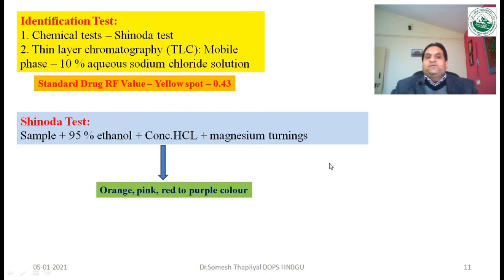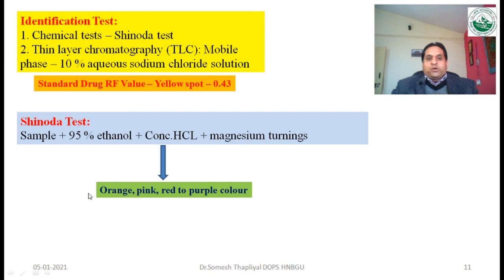And with the help of thin layer chromatography we can also confirm the presence of rutin, in which we take the mobile phase 10% aqueous sodium chloride solution, and we take standard rutin and compare with the standard drug. The Rf value of standard rutin is 0.43, and if you perform the TLC of the drug, yellow spots appear. So with the help of this TLC you can also confirm the presence of rutin.